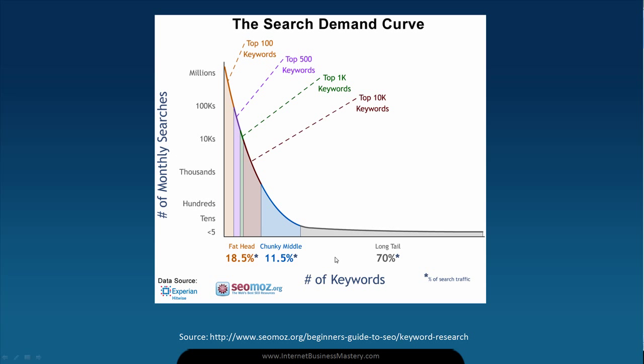So we're going to talk about how to find these long tail keywords. Rather than going after those one or two really big popular keywords, go after a whole bunch of little long tail keywords. That all adds up, and next thing you know, you're getting hundreds of thousands of searches and visits coming to your site as well.